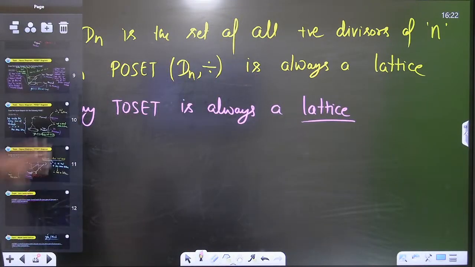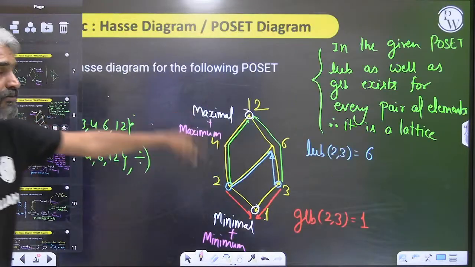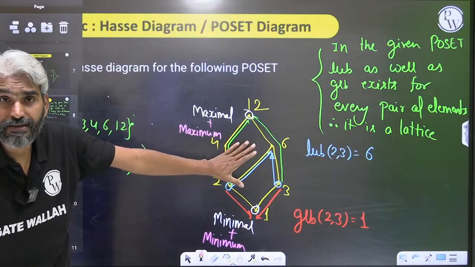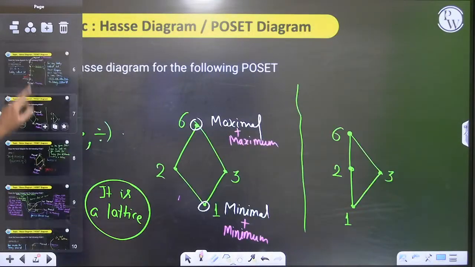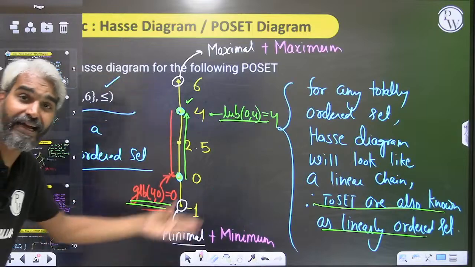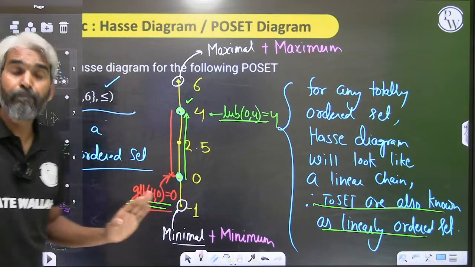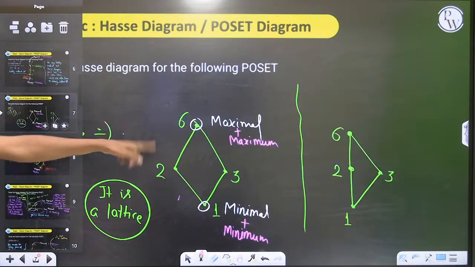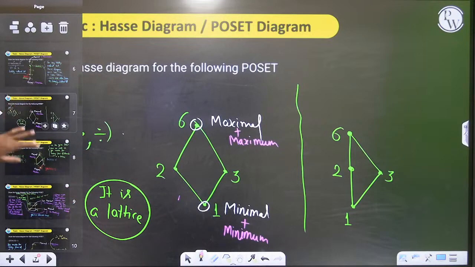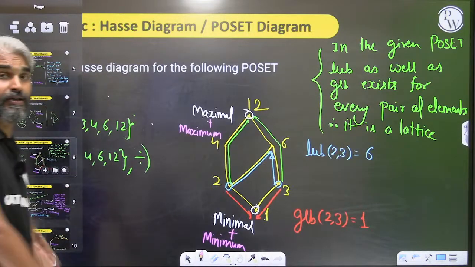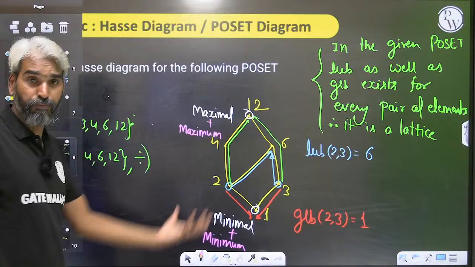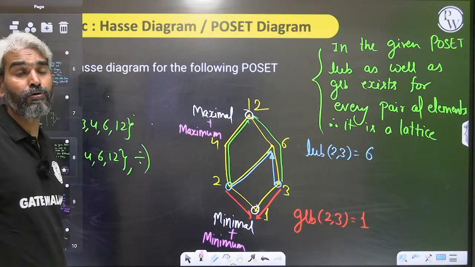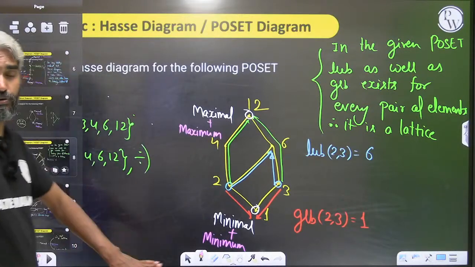So this is a lattice, but it is not a totally ordered set. So if it is a totally ordered set, it is guaranteed that it will also be a lattice. But every lattice need not be a totally ordered set. Examples 2 and 3 are posets corresponding to lattices, but they are not totally ordered sets.